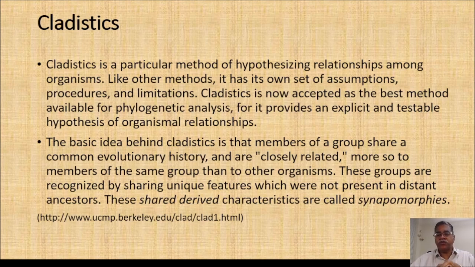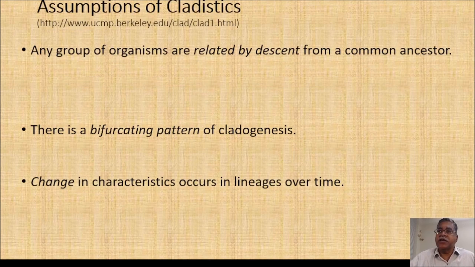And again, once we get to the discussion of cladistics, we'll see how it contrasts with phylogeny. All right, so the second bullet point reads, the basic idea behind cladistics is that members of a group share a common evolutionary history and are more closely related to each other than to another group, which is further away in what is called a cladogram. These groups are recognized by sharing unique features which are not present in distant ancestors. These shared derived characteristics are called synapomorphies. Okay, all right, so let's take a look at it.